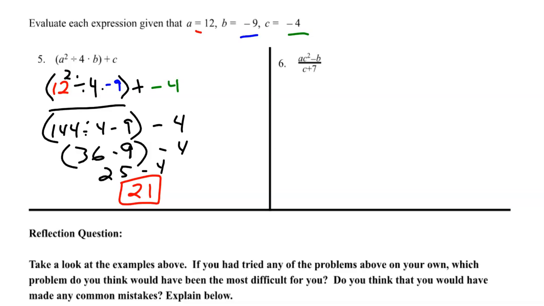All right, so before I move on to number 6, you should probably pause me, try that, and then come back and check against my work. Hopefully you're back from pausing now. All right, so what I'm going to do again is substitute in these 3 values, 12, -9, and -4 for A, B, and C in that equation, and then go from there.